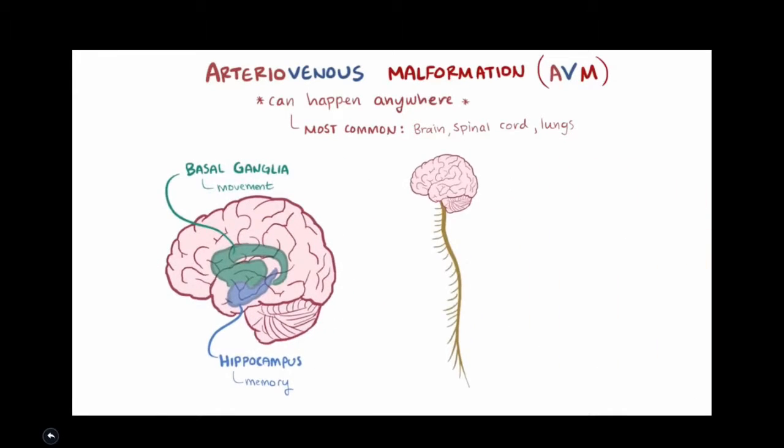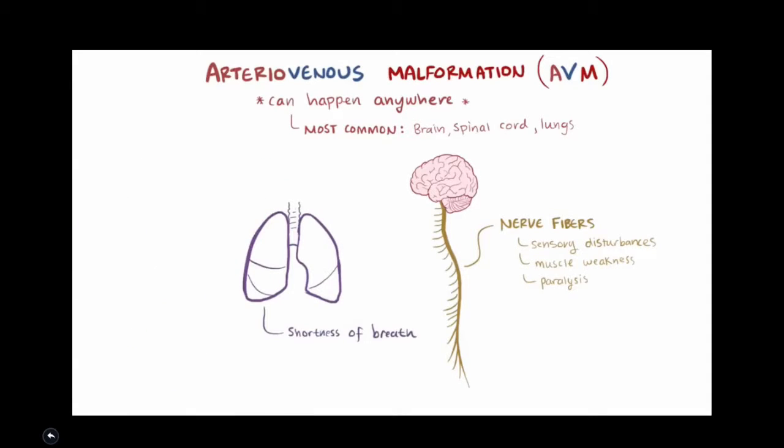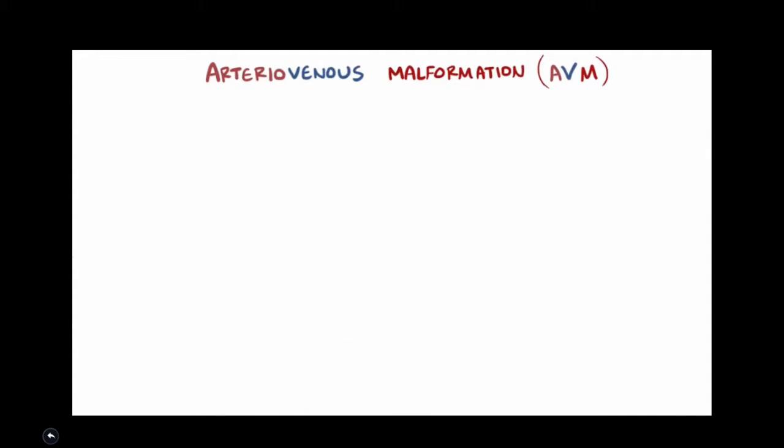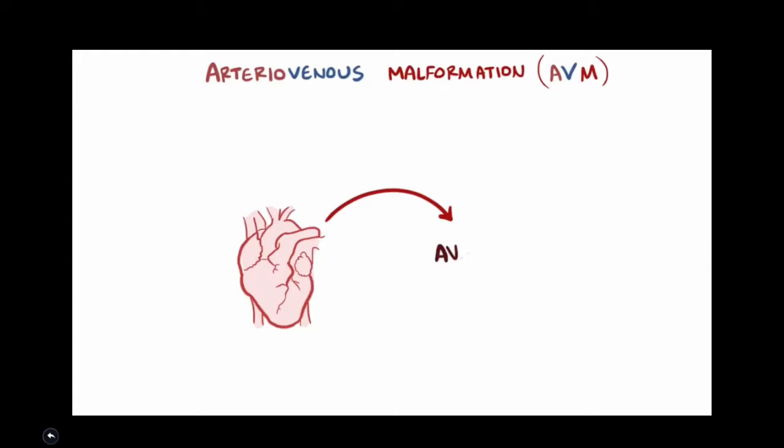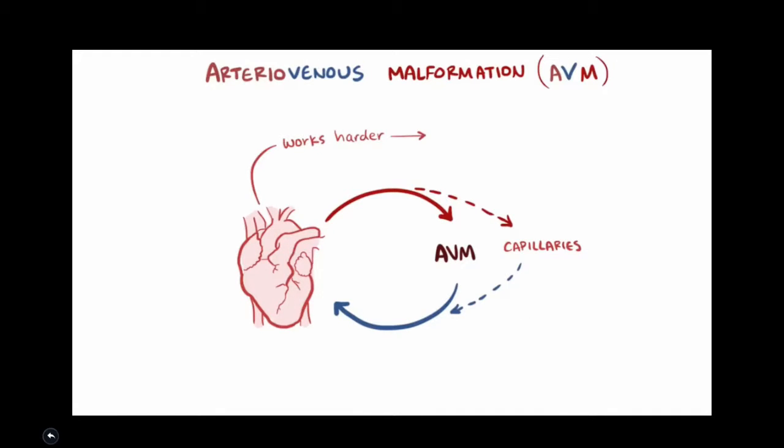In the spinal cord, AVMs can, by the same mechanisms, damage nerve fibers, which can cause sensory disturbances, muscle weakness, or even paralysis in the parts of the body controlled by the affected nerves. In the lungs, an AVM might result in shortness of breath or coughing up blood. It's also important to remember that having blood flow out of the heart to an artery, then through the AVM to a vein, and directly back to the heart is a lot of wasted work, since that oxygen's not going to the tissue's capillaries like it should, and it's just rerouting back to the heart, which ultimately causes the heart to work harder. And over time, an AVM can contribute to heart failure because the heart's doing extra work with each beat.